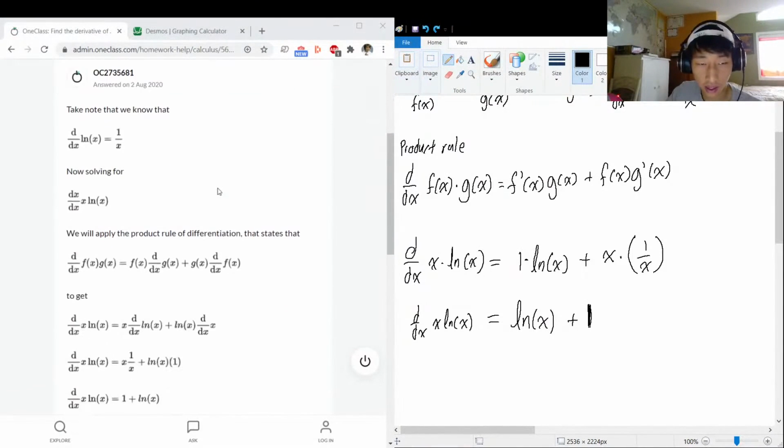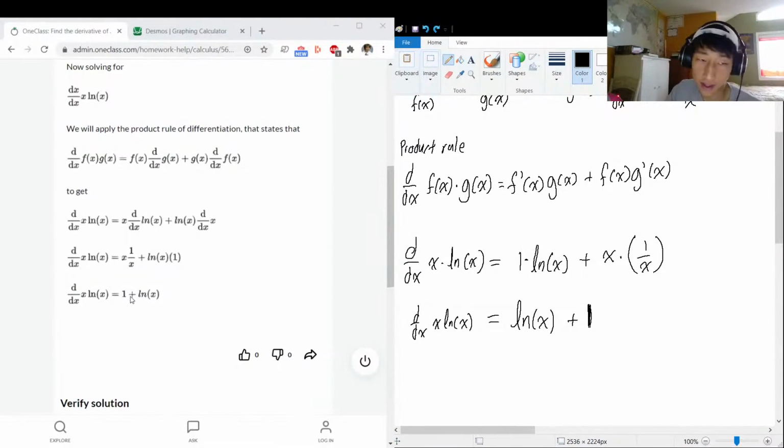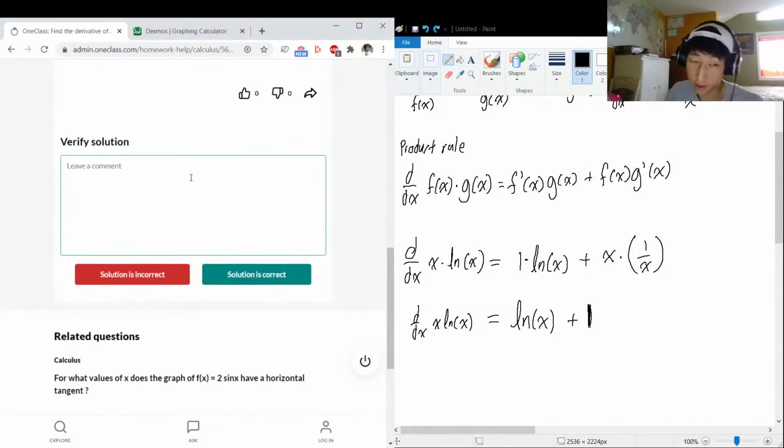Okay, and here in the answers, they had the product rule, and they came to the same conclusion, but in a different order, but it's the same thing. So the above solution is good. That is great. Cool, so let's submit that.